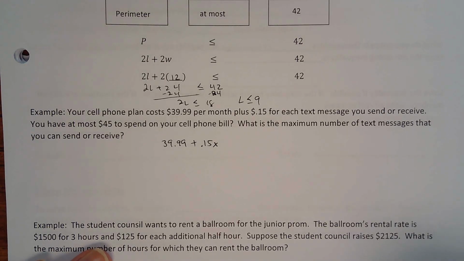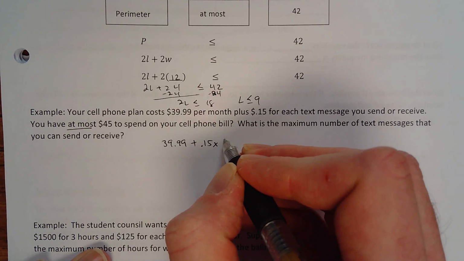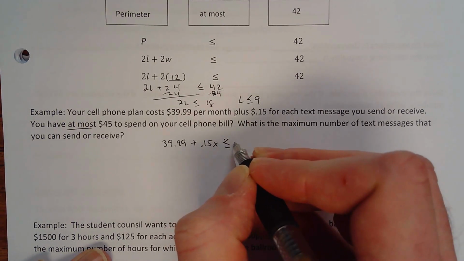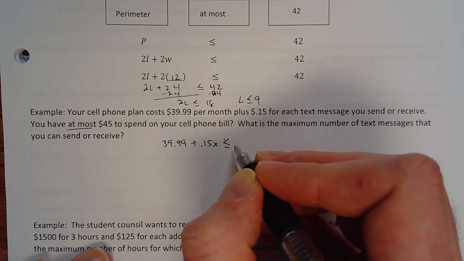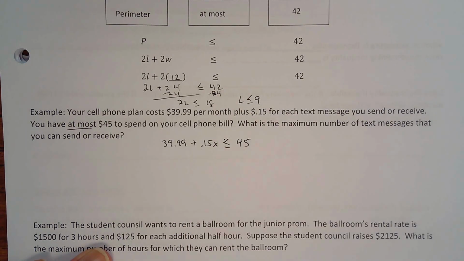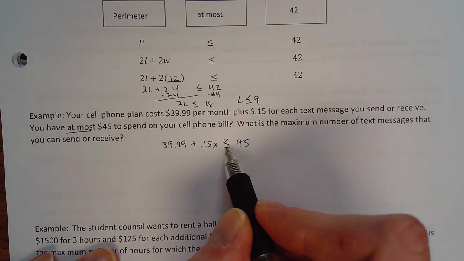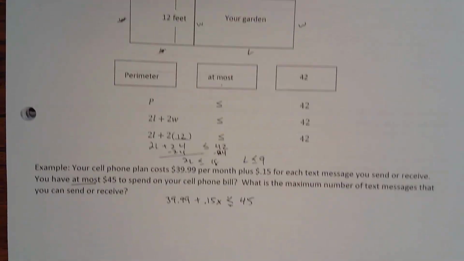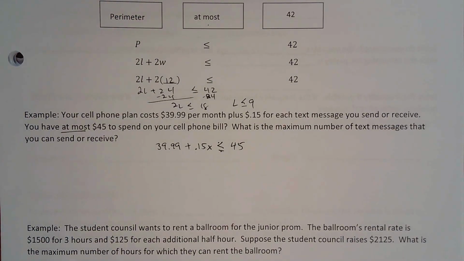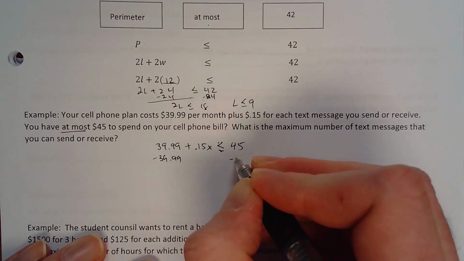And now we want that to be at most. At most means up to, so it can be less than, but it can't be more than. So up to or equal to, so less than or equal to 45. Okay, so here's the cost, at most 45. Just like up here, at most means less than or equal to. And then go ahead and solve that. So subtract $39.99.